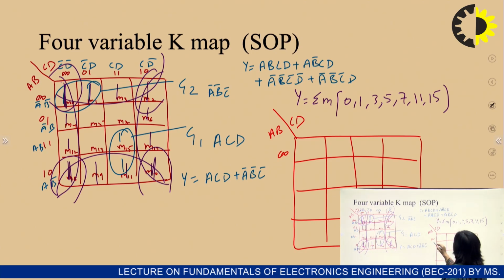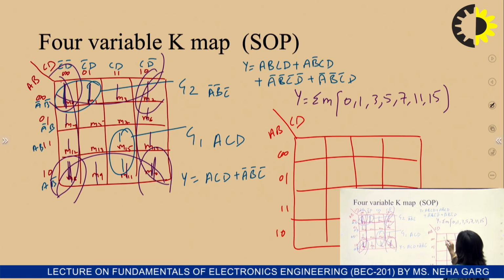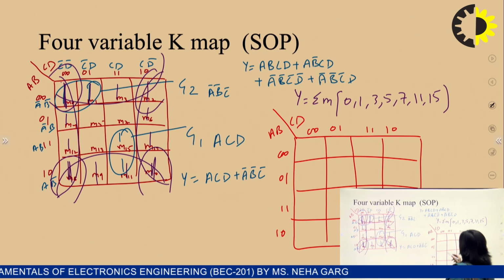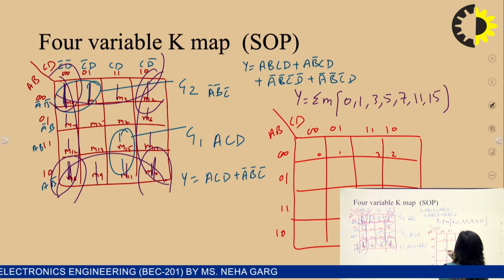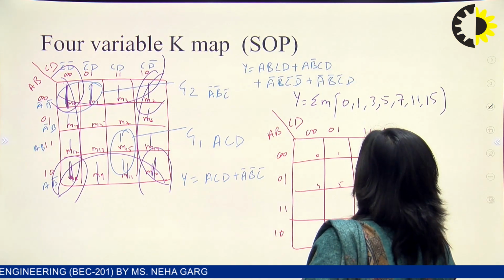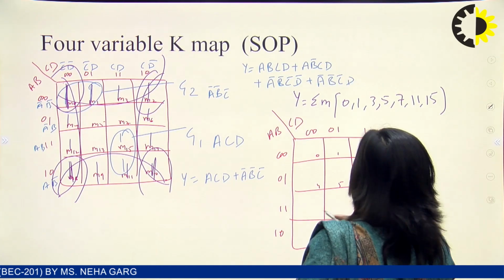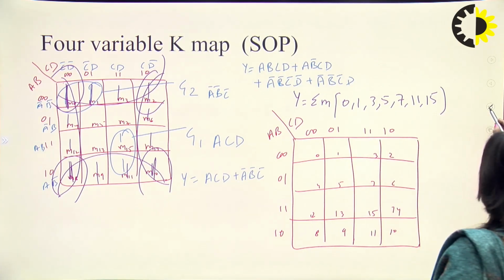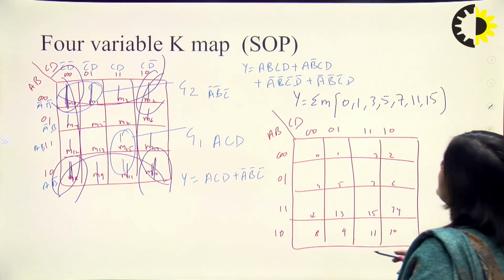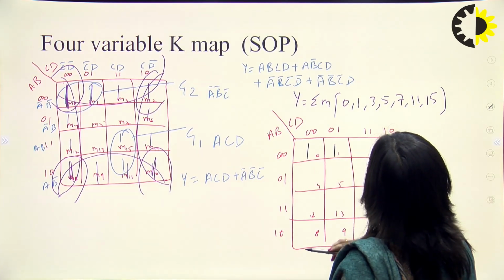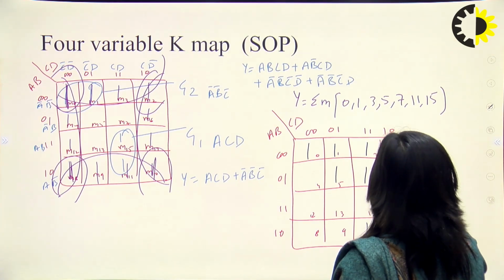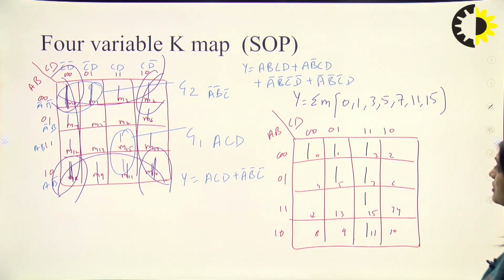This is 0 0, this is 0 1, this is 1 1, 1 0, and for AB 0 0, 0 1, 1 1, 1 0. Now we can write 0 1 2 3 4 5 6 7 8 9 10 11 12 13 14 and 15. Now we will put the values here. For 0 it will be 1, here it will be 1 for 3, 5, 7, 11 and 15. So we have put all the values of these minterms in the K-map.